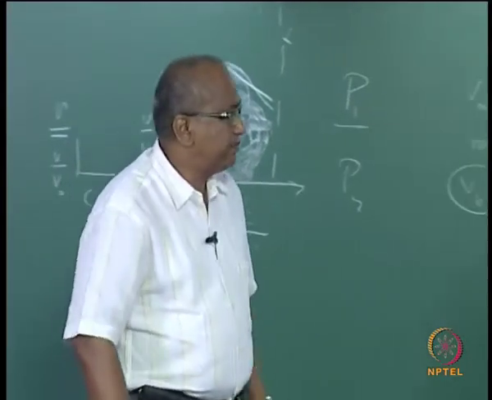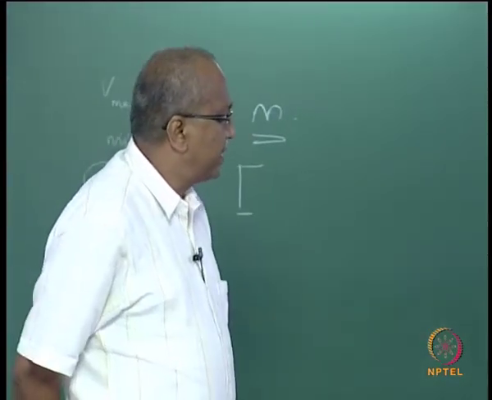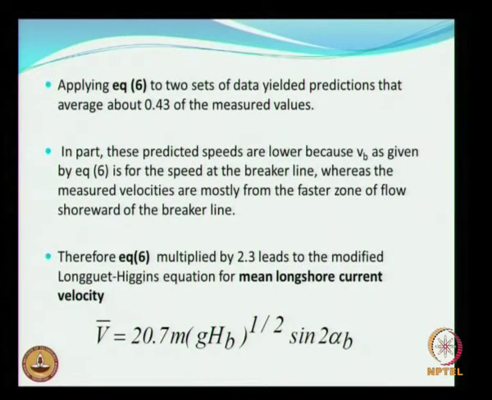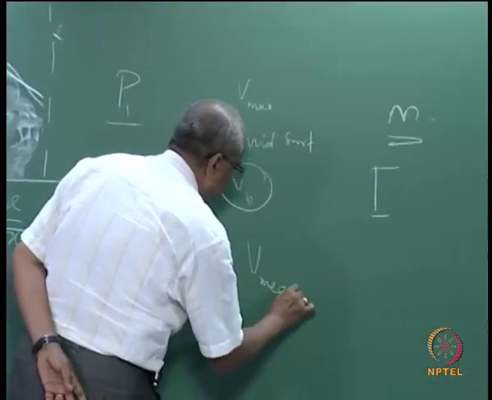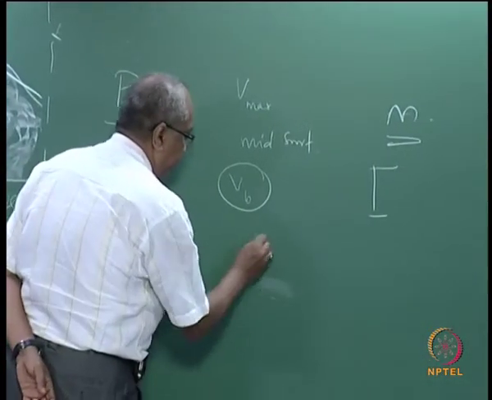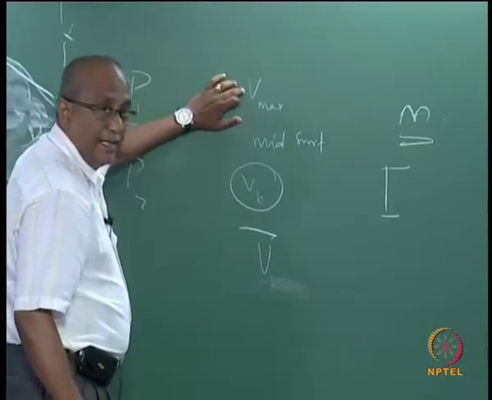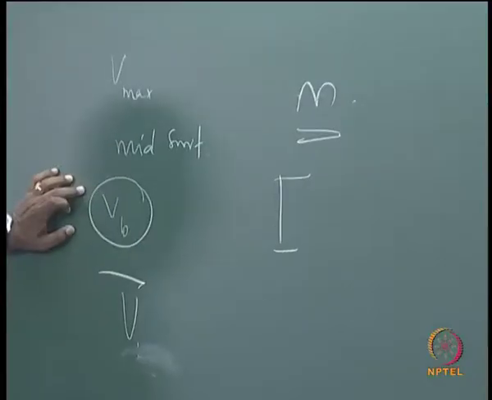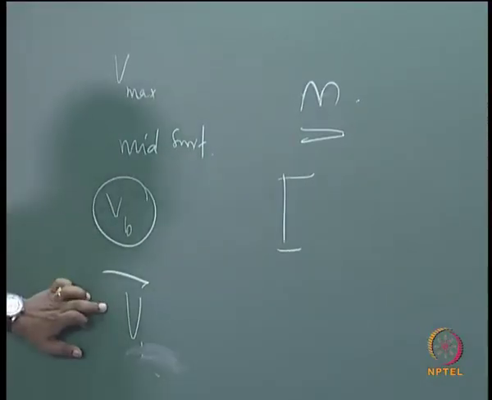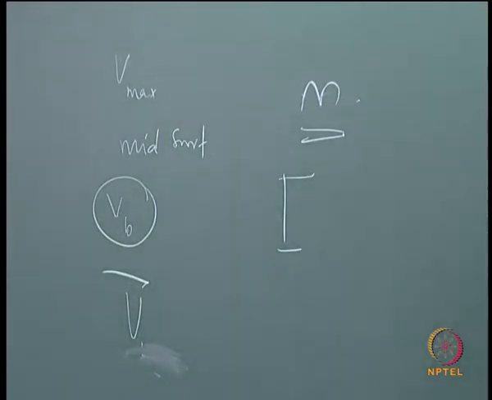Therefore equation 2 was multiplied by a factor of 2.3. This was done by Longuet-Higgins to get what is defined as the mean longshore current velocity. So we have yet another velocity, V bar. We deal with maximum current velocity, mid-surf current velocity, current velocity at the breaker zone, and then the mean current velocity within the surf zone.